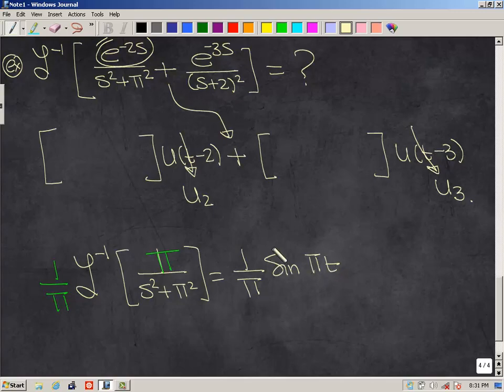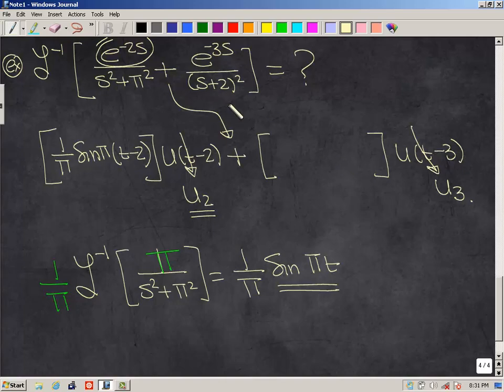Now what do we do? Because of this e function, not only do we get a step function here, but we also have to shift this function. So we get 1 over pi times sine of pi times (t minus 2). So we shift that by 2 units. That's what we end up with. Now what do we do?